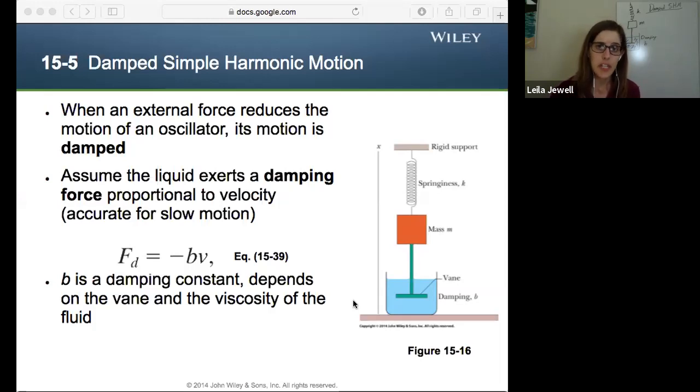b here is a damping constant, so it depends on the shape of the vane and the viscosity of the fluid, right? You would expect a very different result if it's passing through water versus if it's trying to pass through honey. So the damping constant b is something that's usually either given to you or you might have to solve for it, but more often than not, it's just specified directly.